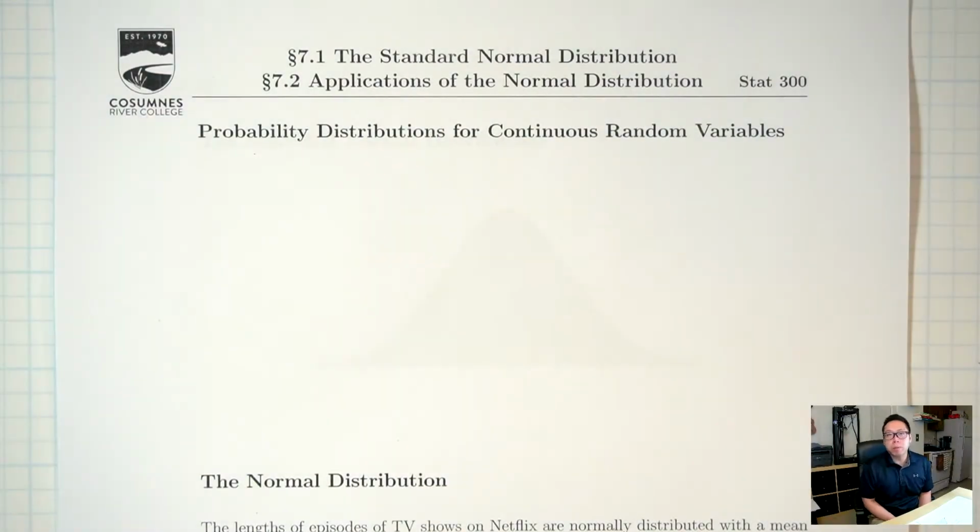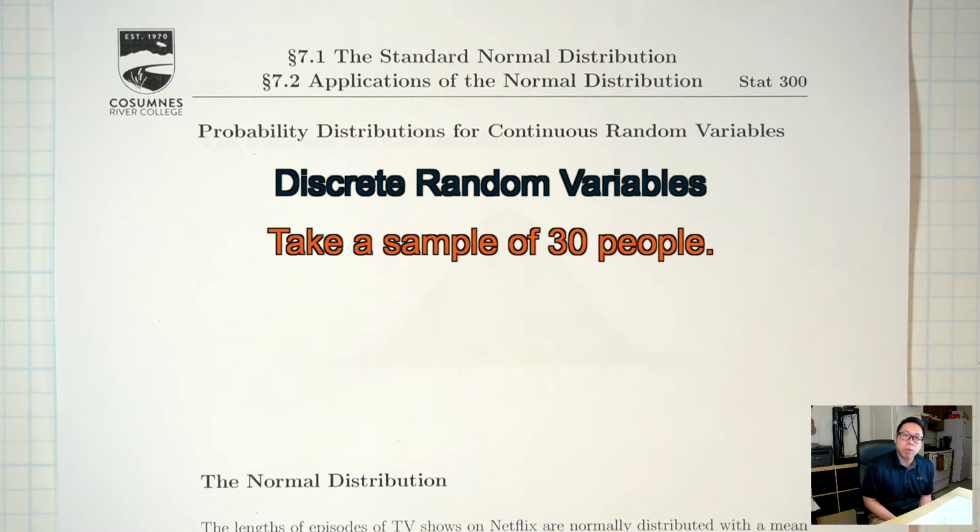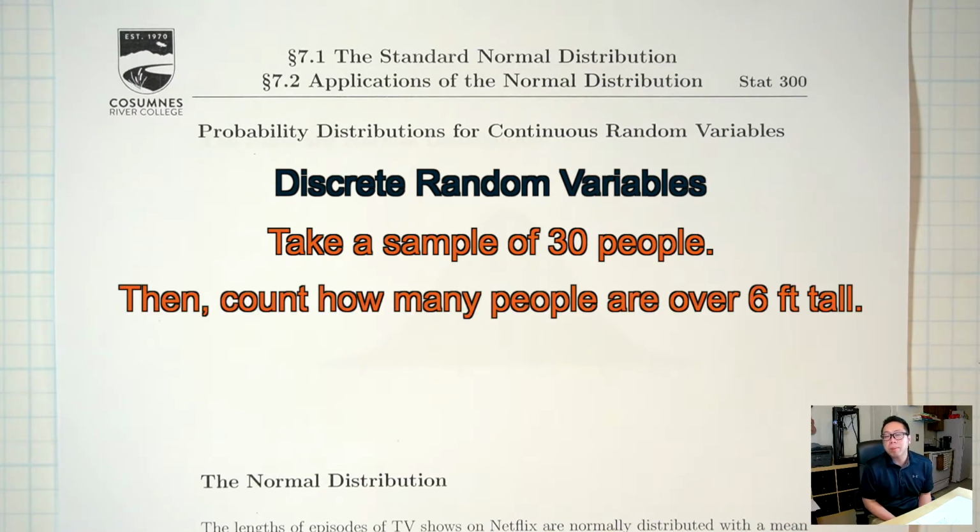In Chapter 6, which you just took a test on, the focus was on discrete random variables. These were situations like take a sample of 30 people and then count how many people are over 6 feet tall. These were discrete because the possible answer to that question, how many people, should just be whole numbers. Right? It doesn't make sense to have 5.13 people who are over 6 feet tall.